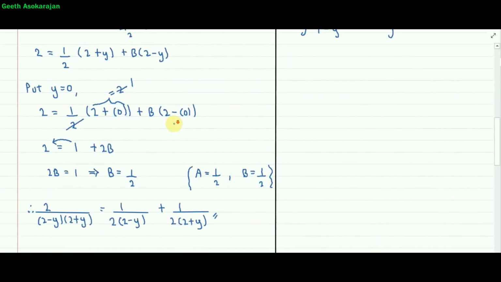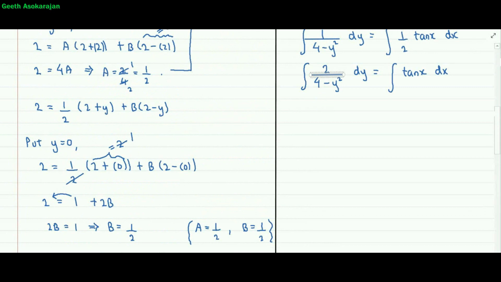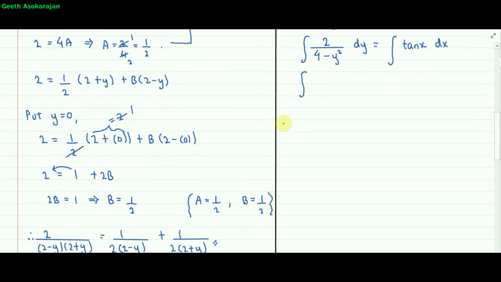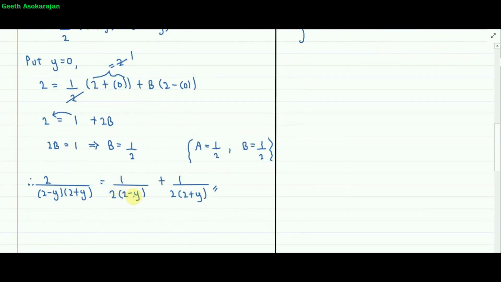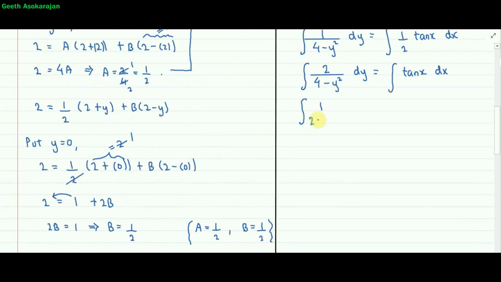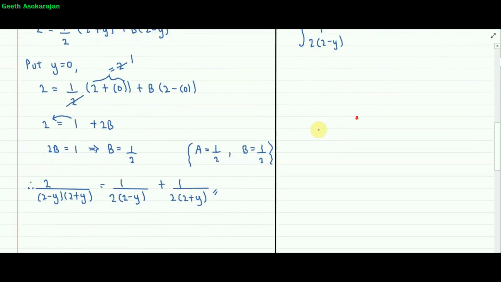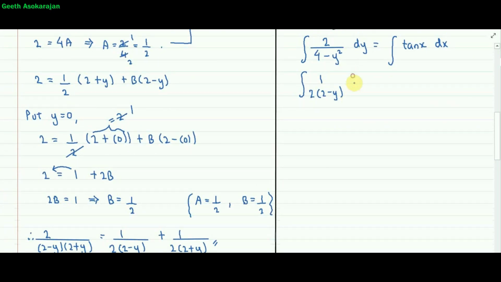As a result of this, I can rewrite this integral on the left as the integral of, let's scroll down a little, 1 over 2 into 2 minus y, plus 1 over 2 into 2 plus y, with respect to y. So that is what we have as a result of the rewriting process on the left hand side. And as for the right, that is still the integral of tan x with respect to x.